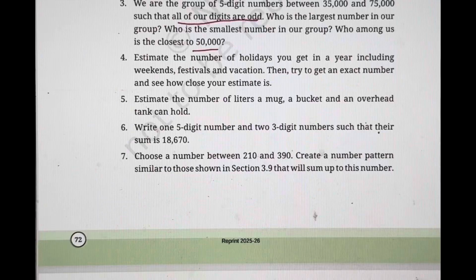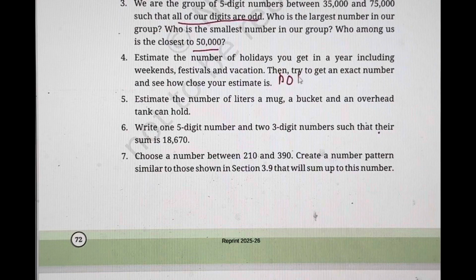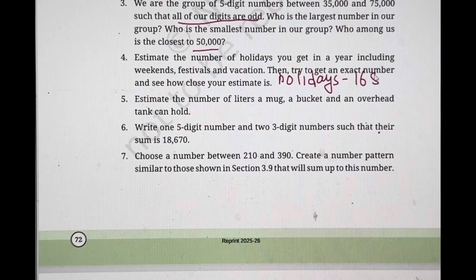So out of this, the closest is 51,111. Question number 4: Estimate the number of holidays you get in a year, including weekends, festivals, and vacation. Then try to get an exact number and see how close your estimate is. If you remember, in one of the questions in the previous exercise we estimated the working days as 200. So out of 365 we subtract 200, so maybe holidays are 165. This is our estimate.